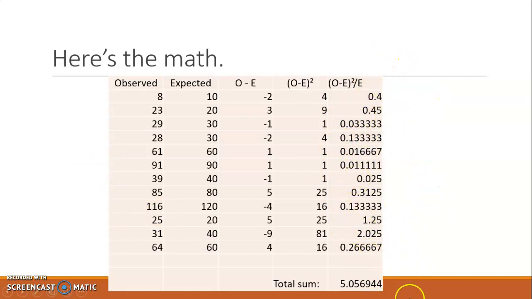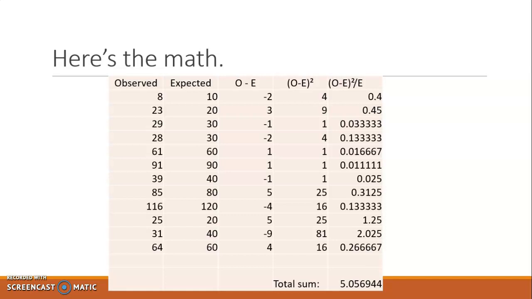I actually did this using Excel, so it goes to a lot of decimal places. I will tell you how many decimal places you need to take it to. 4 is a good number. It doesn't get ridiculous, but it tends to reduce rounding error. And you add them all up.